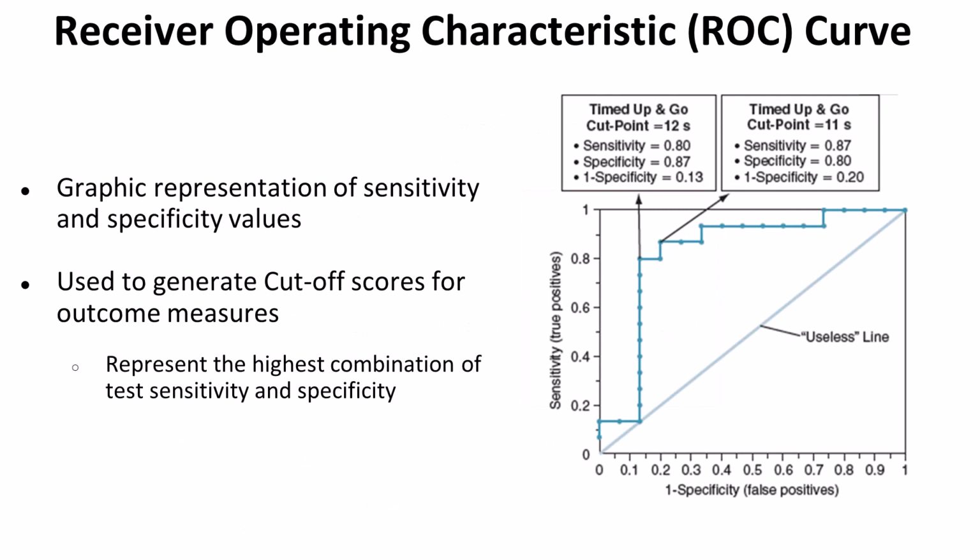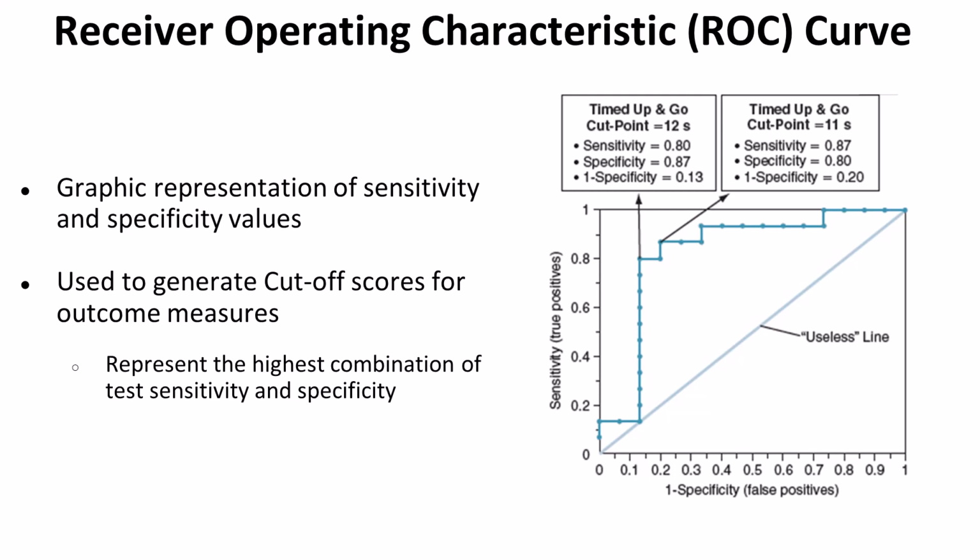Another way you can use sensitivity and specificity information is to draw out something called a receiver operator characteristic curve. Such a curve is shown here on the right-hand side of the slide. With this curve, you take a test, and in this particular case, they use the timed up and go test. They're looking at the sensitivity, the number of true positives, plotted on the y-axis, versus 1 minus the specificity, which would give you the number of false positives, on the x-axis.